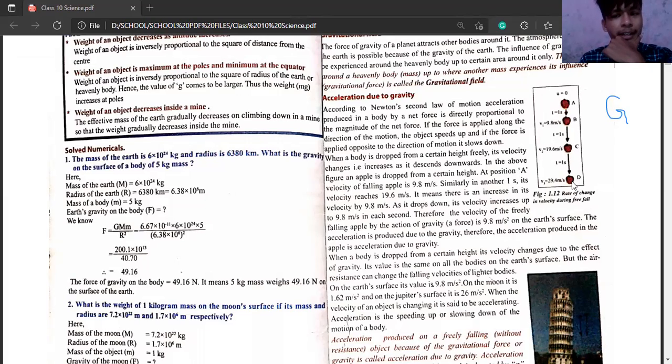Now, can you tell me, if this apple would have gone to E after 1 second, what will be its velocity? What will its velocity be after another 1 second? It will be 39.2 meter per second.